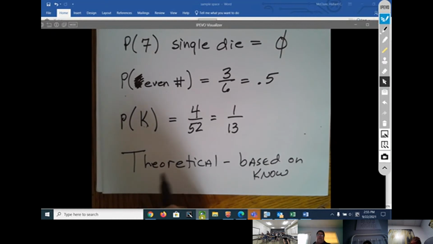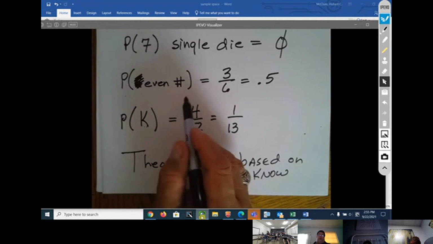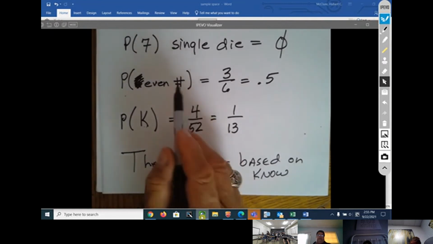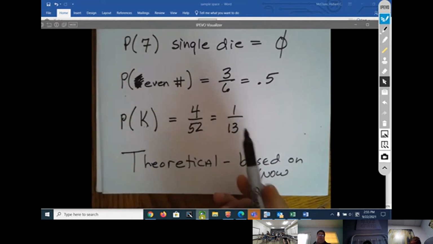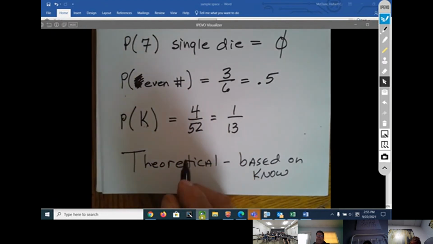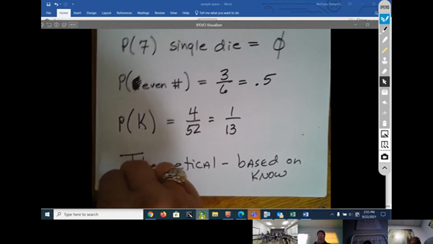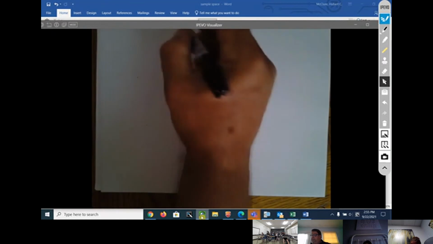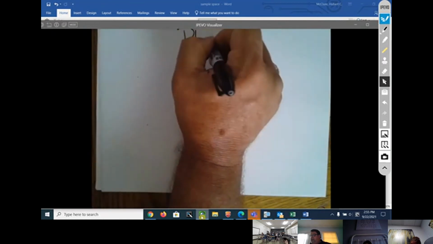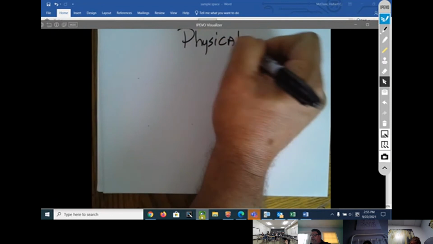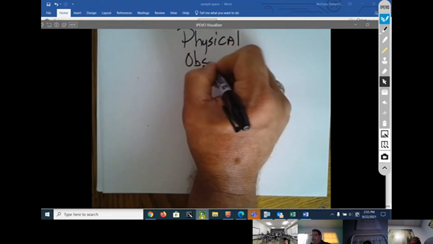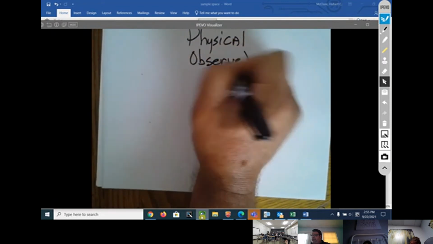There's nobody in the room that had a deck of cards or a single die. Nobody rolled a die. You just know. That's called theoretical probability. What is physical probability? It's when you actually do it. You actually observe. Physical means you actually observe.